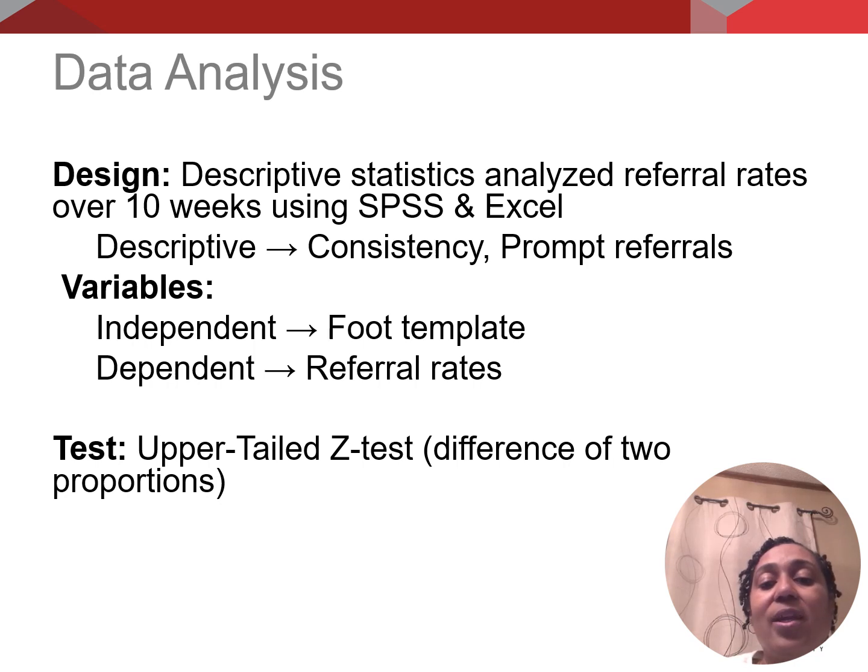To evaluate the impact, an upper tail z-test for the difference of two proportions was applied to compare pre and post intervention. So the two proportions were pre and post interventions.